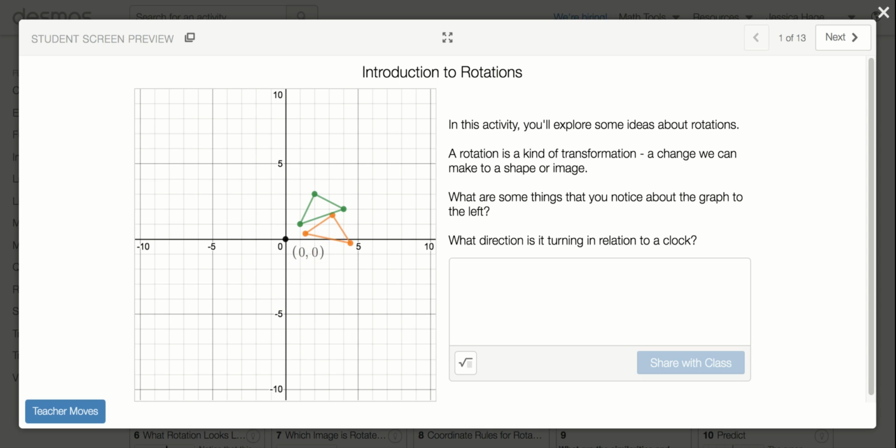I'm going to take you through notes 4.3, rotations on a coordinate grid. In this activity, you'll explore some ideas about rotations. A rotation is a kind of transformation, like a turn, that we make to a shape or image. What are some things that you notice about the graph to the left? What direction is it turning in relation to a clock?